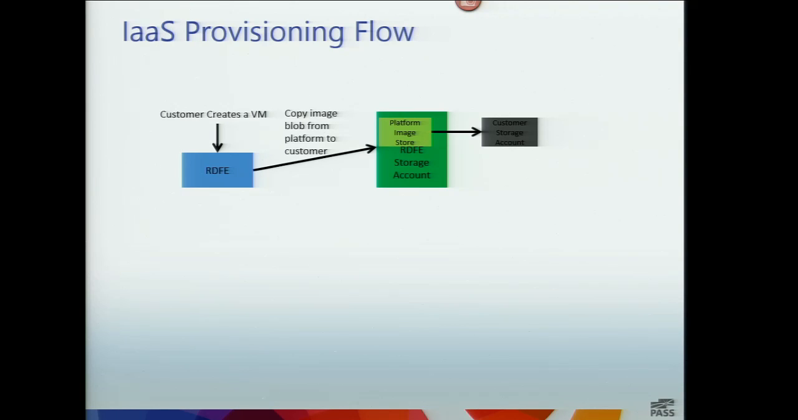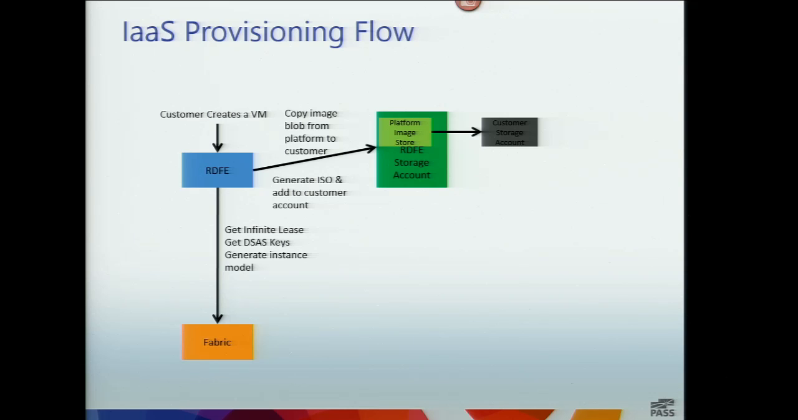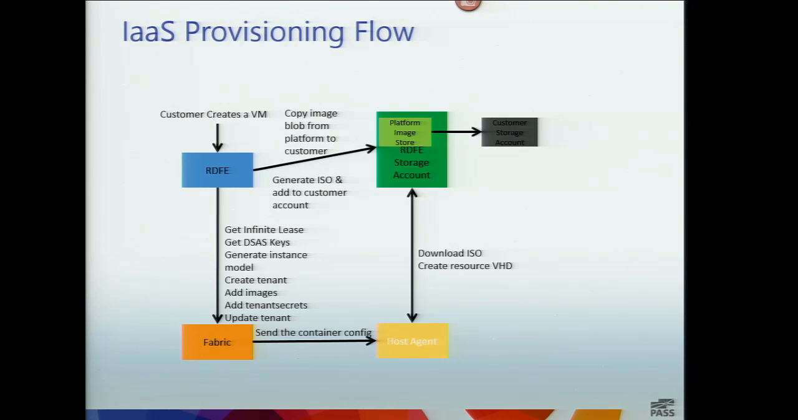It copies that image into your own storage account. This is why we had to specify a storage account. It generates the ISO, then calls something called the Fabric Controller, which is what's responsible for deploying VMs. It creates an infinite lease, which is basically saying, I own that blob, that VHD. Nobody else can delete it out from underneath this VM because that would be bad for the VM. So Windows Azure has this concept of leases on storage objects to prevent them from being destroyed while somebody's using them. It creates tenants, adds images, talks to what we call the host agent running on the hypervisor, downloads the ISO, creates the VHDs, like I said, and starts the VM.